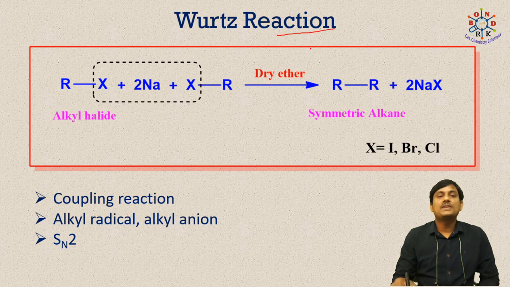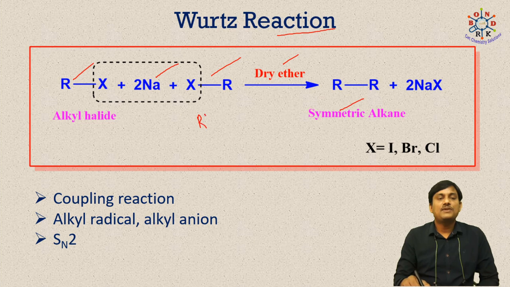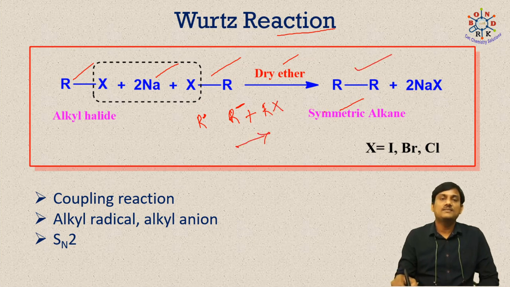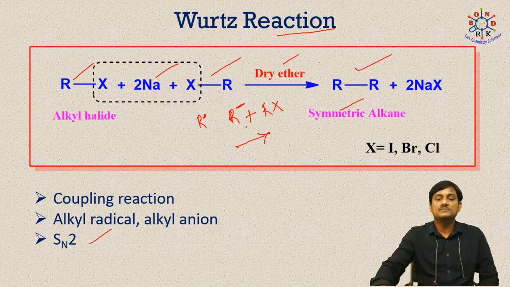Wurtz reaction, it's a coupling reaction between two alkyl halides in presence of sodium in dry ether. There is a formation of symmetric alkane with even number of carbons. In this mechanism, there is a formation of alkyl radical and alkyl carbanion. The alkyl carbanion which is generated in this mechanism will react with another mole of alkyl halide and there is a formation of symmetric alkane. In this mechanism, you can find SN2 type of reaction.